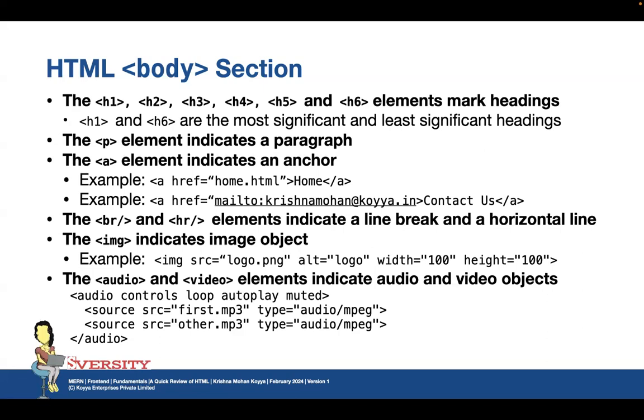But where are those audio files? Within the audio tag, you'll be writing any number of source tags. Each source tag will have a src attribute. For example, here I have a couple of MP3 files, first file and other file. And you can even specify what kind of file it is. You may say audio/mpeg, maybe that is the kind of audio you want to run over here. So the summary is that the body section contains text within paragraphs and headings in H1 to H6 varieties of tags.